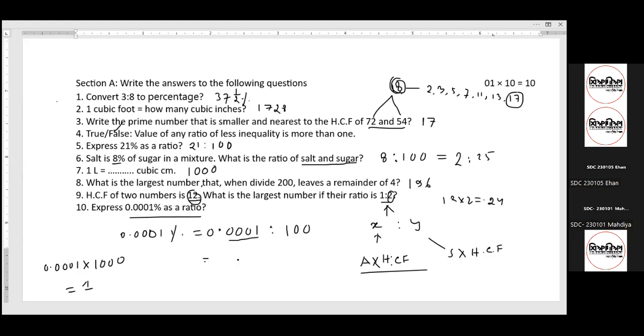So if I multiplied the antecedent by 10,000, the number will be a whole number, I mean integer, instead of a decimal number. And at the same time, I have to multiply the subsequent by 10,000, sorry, not 1,000, 10,000, and the subsequent will be 1 million, right? That is the answer of question number 10 from section A. এখন clear সবাই section A?